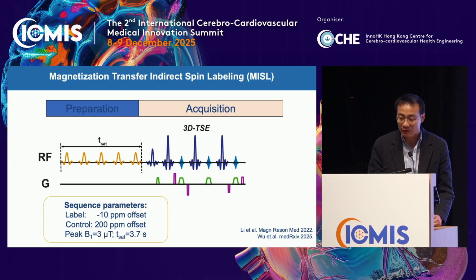It's kind of a readout which can suppress the tissue and the blood signal, and only look at the CSF in the brain. The acquisition parameters used for the preparation module: we use control at 200 ppm offset, and the label at minus 10 ppm offset. The peak B1 is 3 microtesla, and the saturation time is 3.7 seconds.